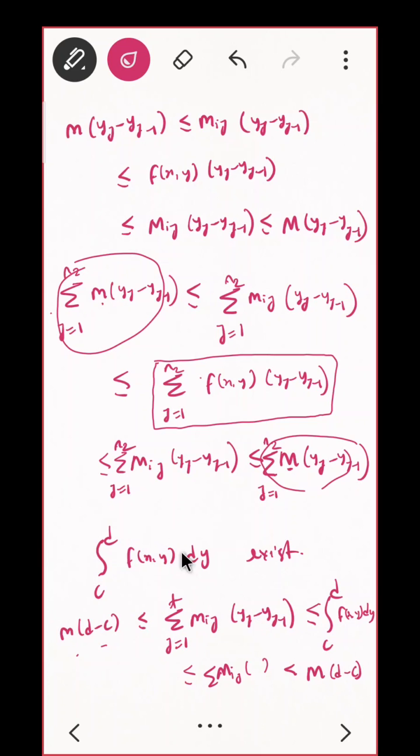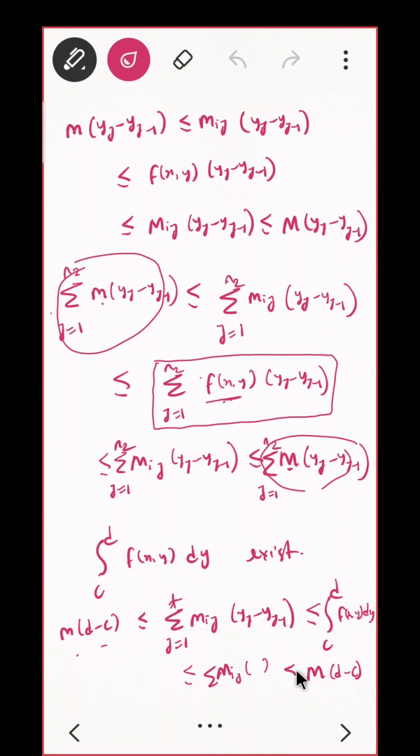Since this integration exists, I was just going in general. This will be your general thing. Can you see that? Function multiplied by yj minus 1, summation. So if your actual area integration from c to d exists, then that area will be inside this only. Try to see this relation.